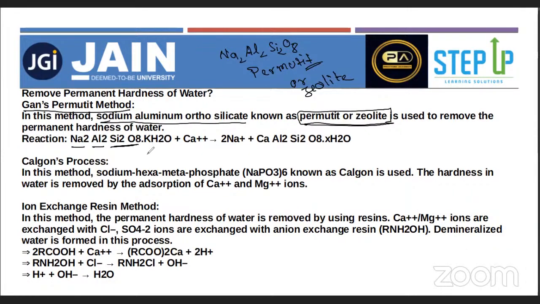What we do is react it with Ca2+, because the hard water contains calcium. The silicate then gets Na+ out and forms CaAl2Si2O8·xH2O. This is how it separates, and this is what we'll be using for the water.